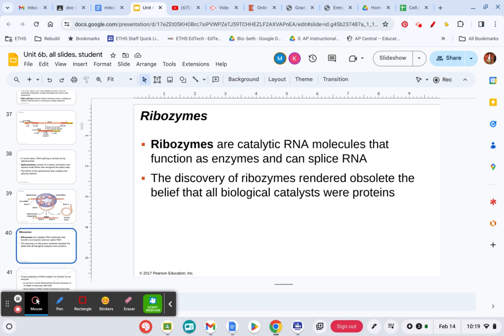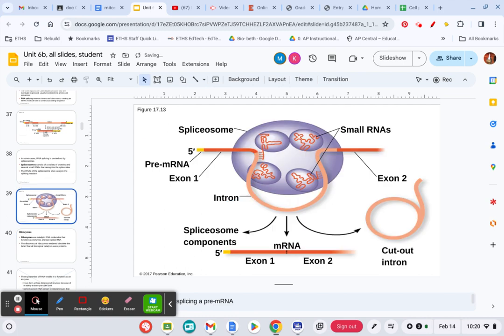So this was a big thing back in the day because everyone thought that the only enzymes in the body that we had were proteins. So if it was a biological catalyst, an enzyme, it was a protein. And it turns out that no, there are these things that are made of RNA that serve as enzymes as well. The picture before that, which I skipped over here, is an example of a piece of mRNA being spliced.